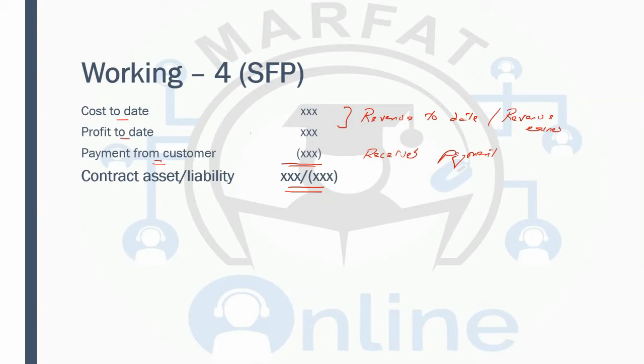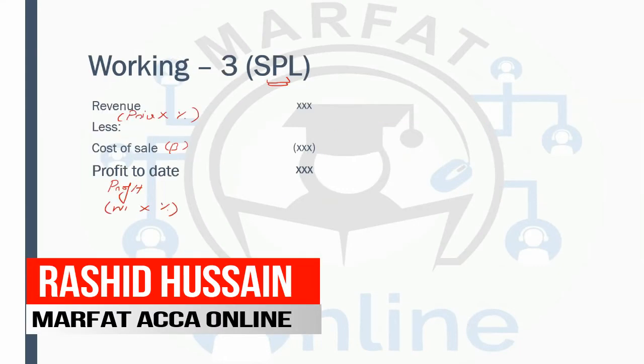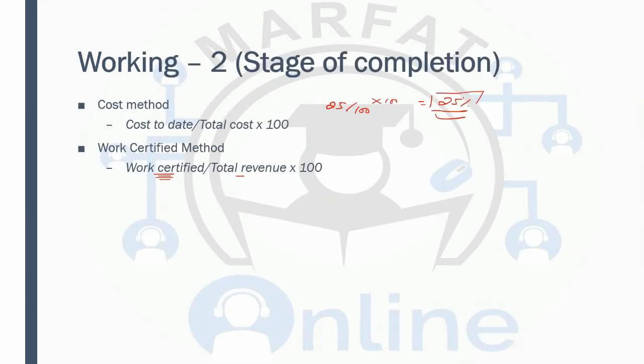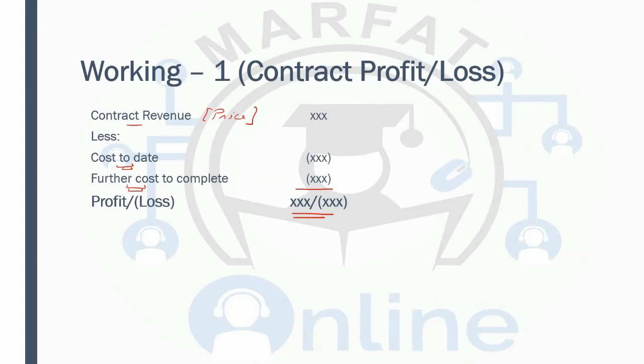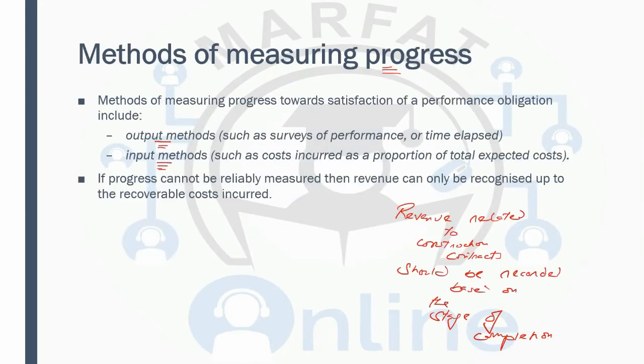So these are the 4 steps you need to know if you have a question in the exam related to construction contracts. One figure will be recorded in the statement of financial position. One figure related to the revenue and profit will be recorded. Cost of sale will be recorded in the statement of profit or loss. The second step is to determine the stage of completion. And the working number 1 is to calculate the total contract profit and loss. These are the steps 1, 2, 3, 4.